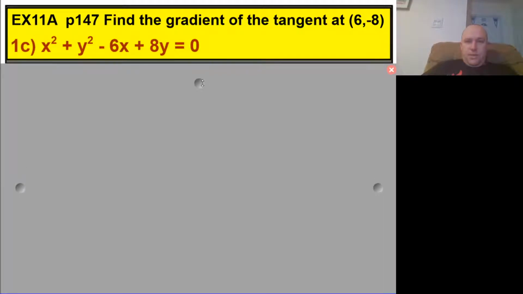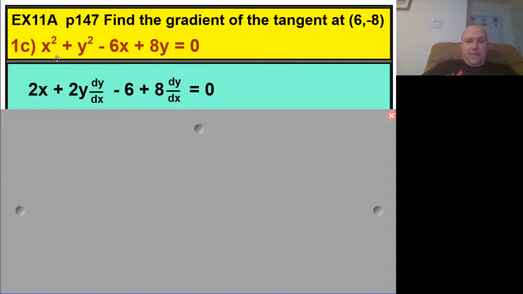Okay, let's have a look at one of the questions from the textbook. So 1C, find the gradient of the tangent at 6, negative 8. If I wanted to, I could try writing this in that center radius form. Then once I know what the center is, and I know a point on the outside, I can try and use that method you just saw a second ago. That's one option. I'm just going to go ahead and do it by implicit differentiation now.